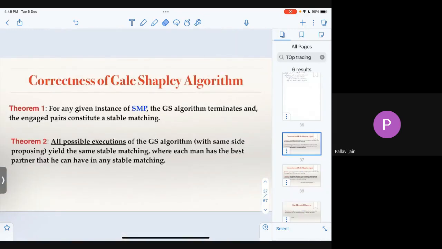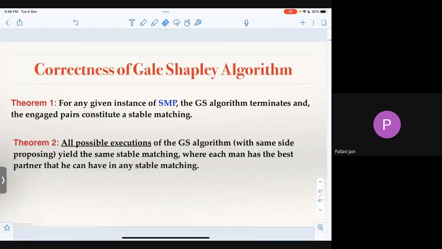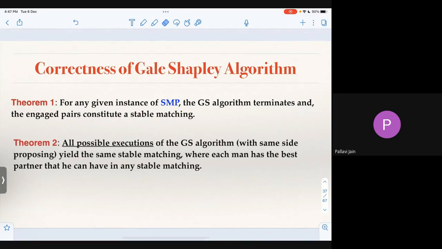What about this theorem? Theorem 2. All possible executions of the Gale-Shapley algorithm will have the exact same output. It ends up with the proposing side getting their best stable partner. There's a special name for it.